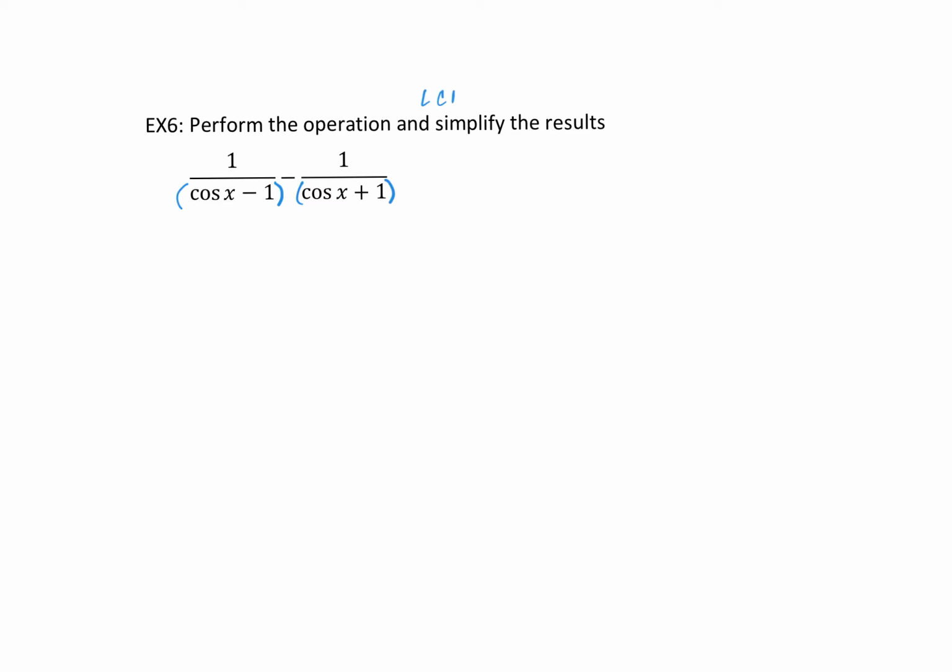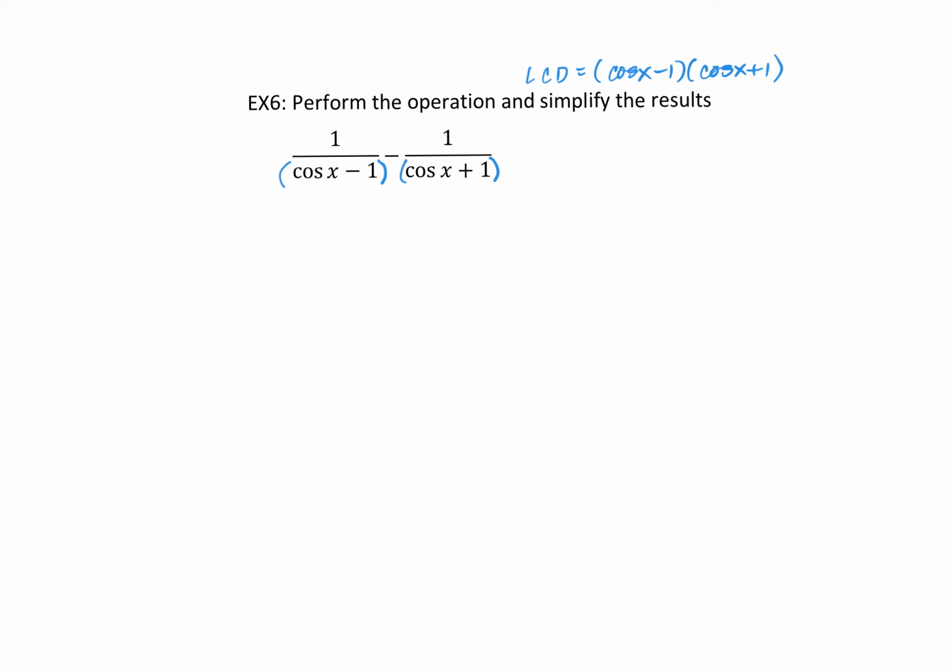So the LCD, going back to fractions, is going to be cosine x minus 1 times cosine x plus 1. Now I'm going to multiply the first fraction by the plus 1, top and bottom. So cosine of x plus 1 over cosine of x plus 1. And then the second one would be cosine x minus 1 over cosine of x minus 1.